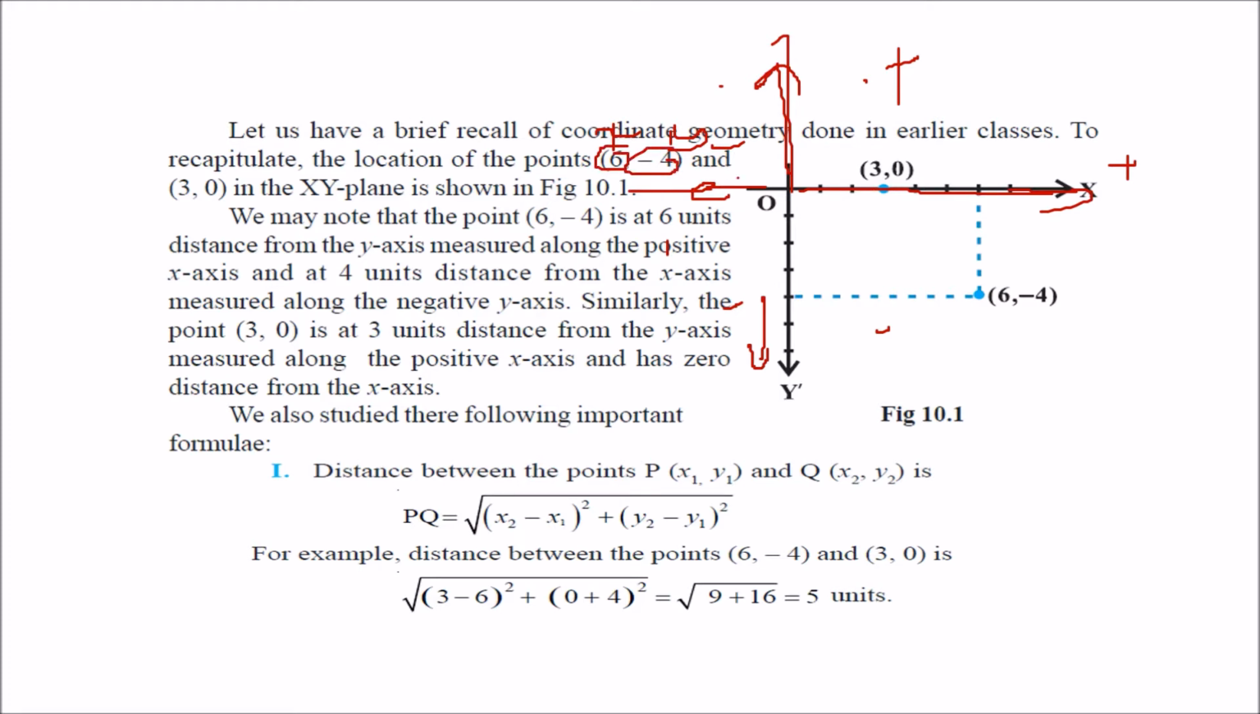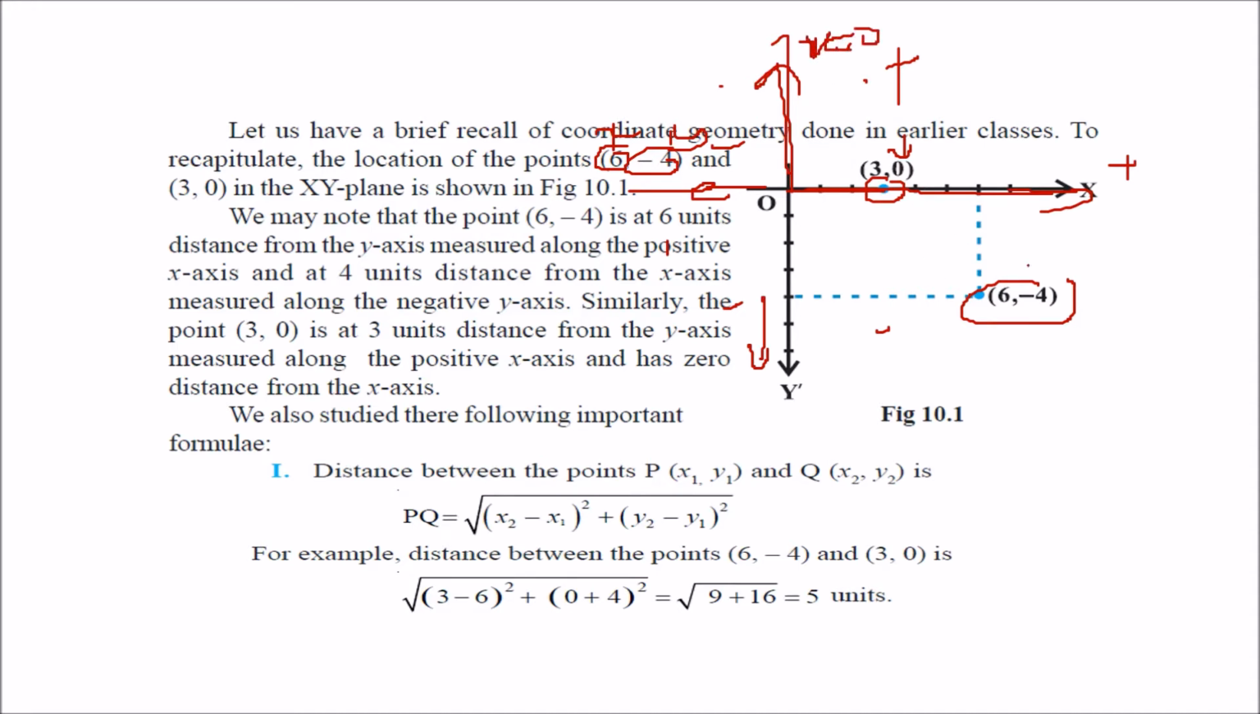So if we have 2 points, say this is (3, 0), this is (6, -4). Why is it (3, 0)? Because the x coordinate is 3, but the y coordinate is 0, because it is on the x-axis. On the x-axis, the y coordinate is 0. On the y-axis, the x coordinate is 0.